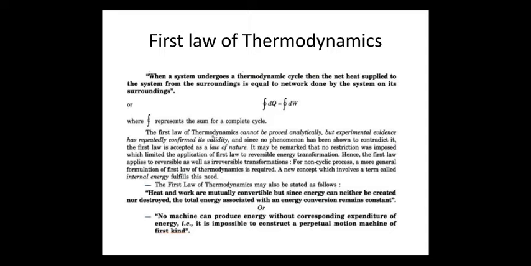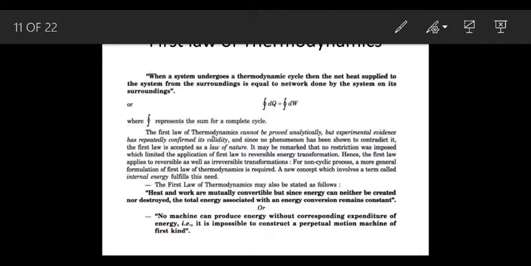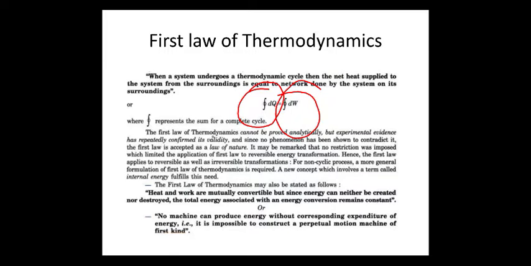It also states, and I am reading out this sentence: when a system undergoes a thermodynamic cycle, then the net heat supplied to the system from the surroundings is equal to the net work done by the system on its surroundings. So this is the formula: net heat supplied is equal to the net work done by the system.